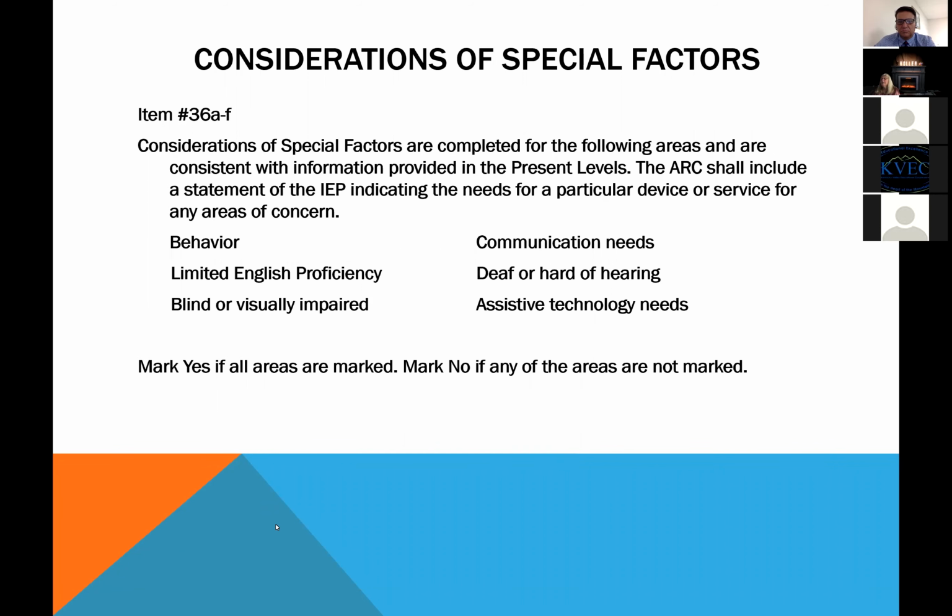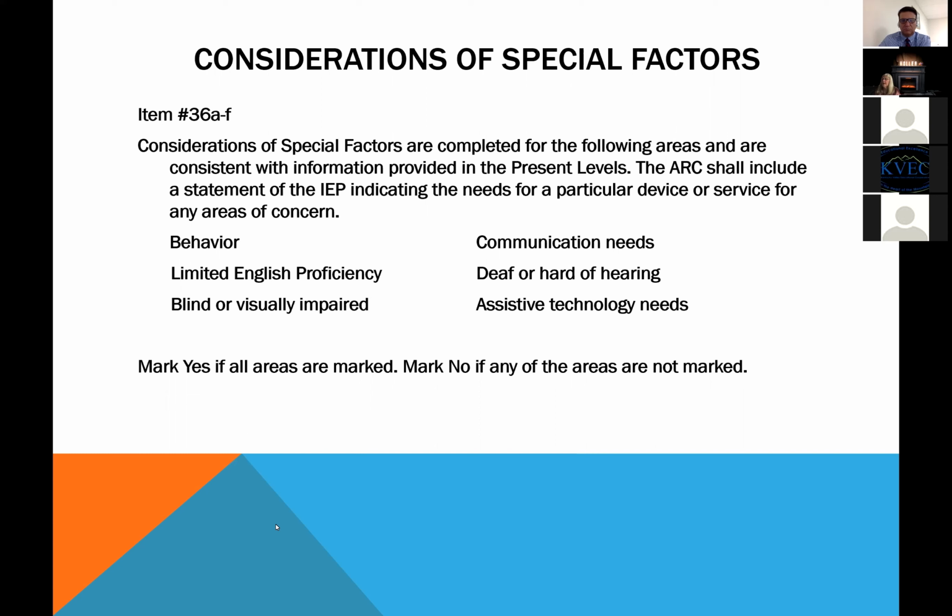The next one is items 36A through F, and this is your considerations of special factors. We do have 6 of those, and they are listed there: behavior, limited English proficiency, blind or visually impaired, communication needs, deaf or hard of hearing, assistive technology needs. We are addressing all of these, yes or no. And if you have a yes in some of those, there's more areas that you have to complete.